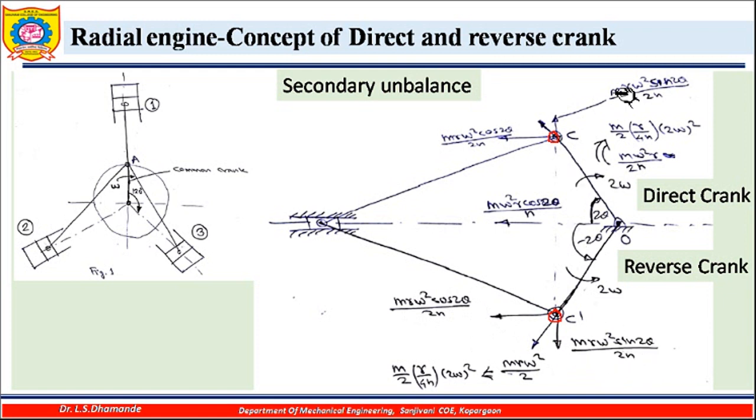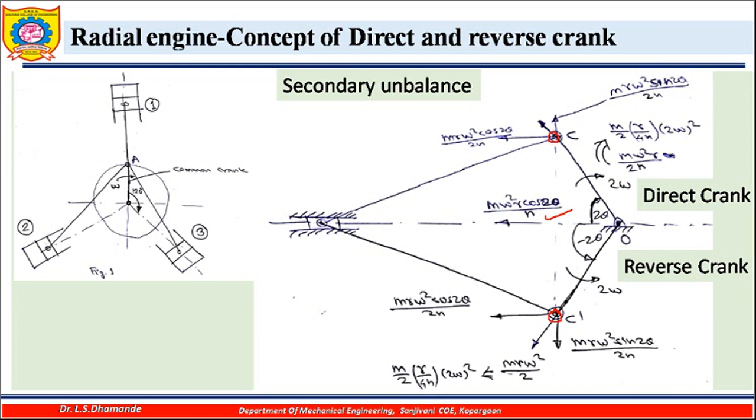So here also you will find that this vertical force and this vertical force will get balanced, while the horizontal forces, this one towards left and this one towards right, will be added, and the total force will be m omega square r cos of 2 theta by n. This is the magnitude of this particular force.